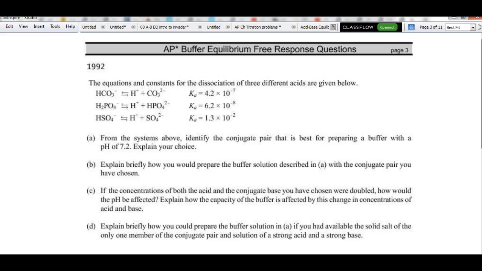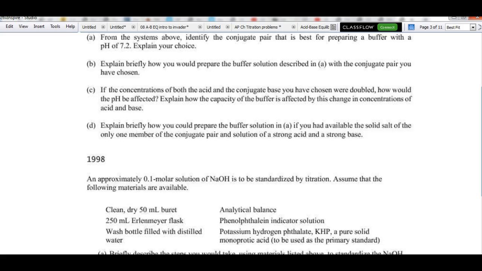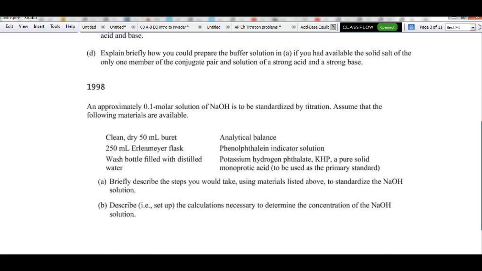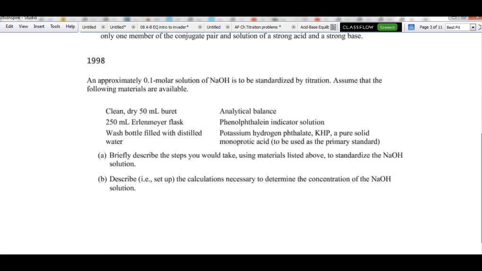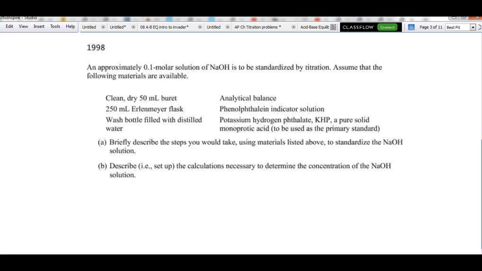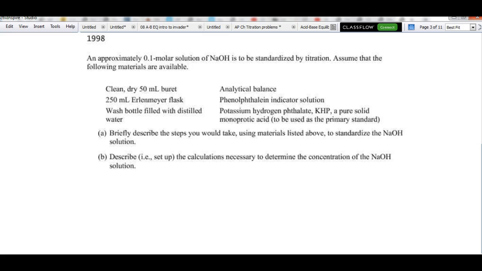We are going to work problem number 1998 from the buffer free response questions, page 3. And this has important information that has really nothing to do with buffering, but everything to do with acid-base titration, which will be on this 2020 exam. This is a common practice that we did not get to do, so we're going to walk through it together now.